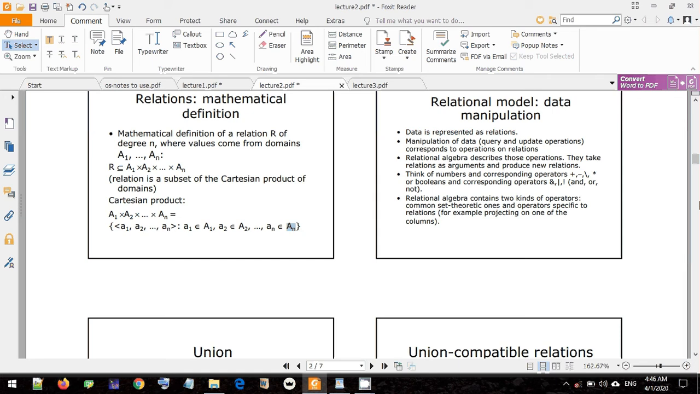You can think of numbers corresponding to operators. When we are dealing with numbers, we use operators like plus, minus, division. Or when we are dealing with Boolean variables, we use operations like and, or, not. But when we come to relational algebra, we use two kinds of operations. We use the common set theoretic ones and the operators specific to relations. For example, projecting one column out of the other. We shall look at this projection very soon.